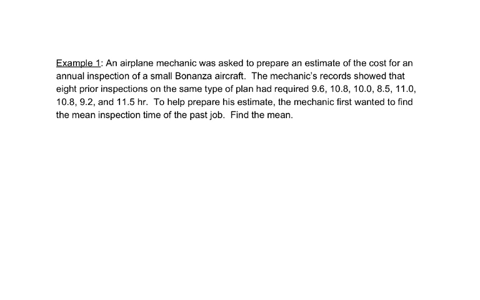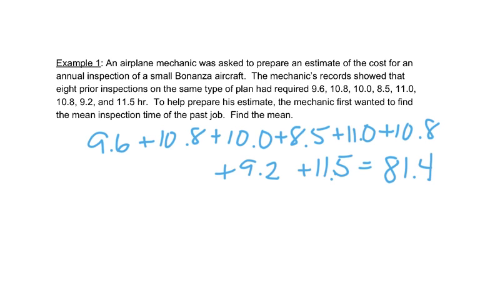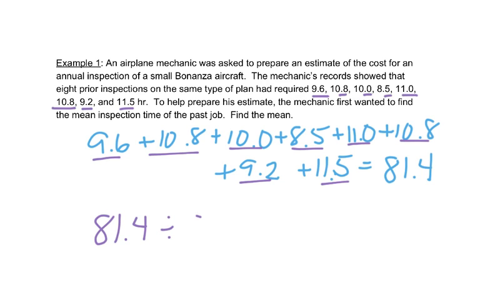Find the mean. So we just talked about how that means we need to add up those numbers. So we have 9.6 plus 10.8 plus 10.0 plus 8.5 plus 11.0 plus 10.8 plus 9.2 plus 11.5. So let's find that first in our calculators. I paused the video while I typed all of that in, so maybe you did the same thing, but I got 81.4. Now we need to see how many numbers we had. 1, 2, 3, 4, 5, 6, 7, 8, and just double check in the problem. 1, 2, 3, 4, 5, 6, 7, 8. So we want to take 81.4 and then divide by 8.